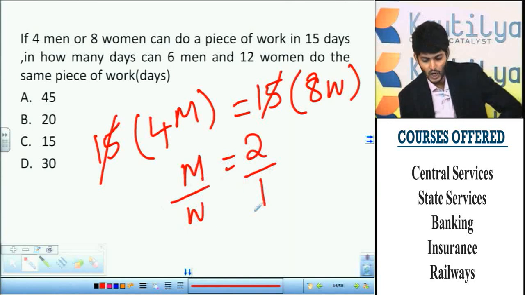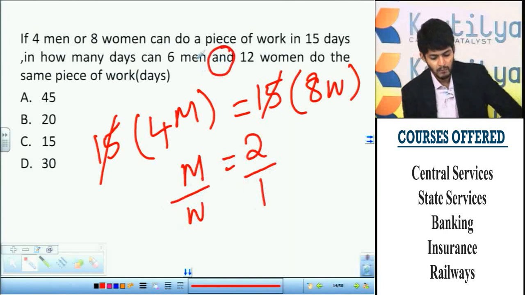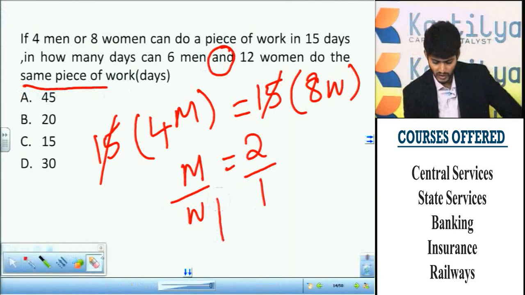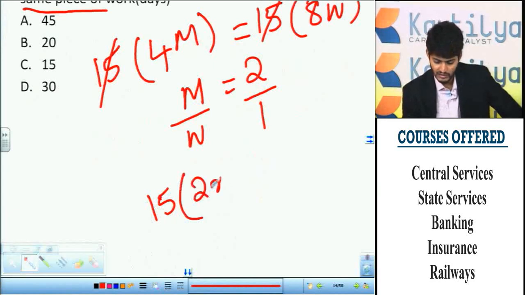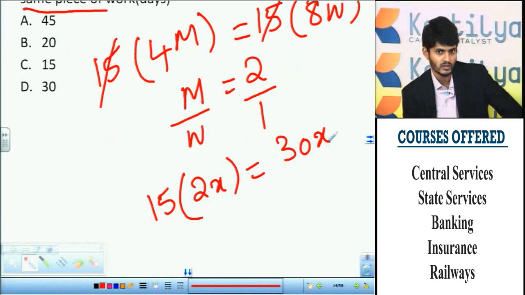Now he is asking in how many days can 6 men and 12 women do the same piece of work. Remember, it is called the same piece of work. So whenever I am dealing with the same piece of work, what I am more interested in here is, first I should know what is the total work. Total work is nothing but 15 into 4 men. So you can take a man as 2x, so the total work is nothing but 30x. So you might ask me, sir, what are the units of this work? Since nothing is mentioned, you can take it as 30x units. It can be kilos, hours, it can be anything. Units are not specified, so we simply call it 30x. So in this case the total work is 15 into 4 into 2x.